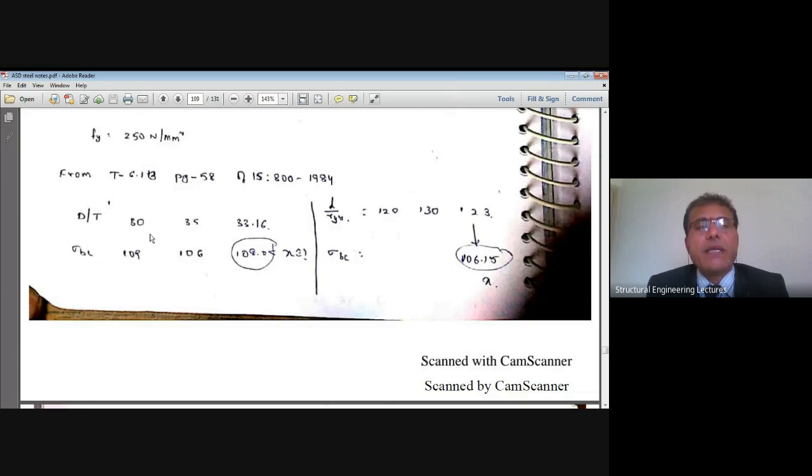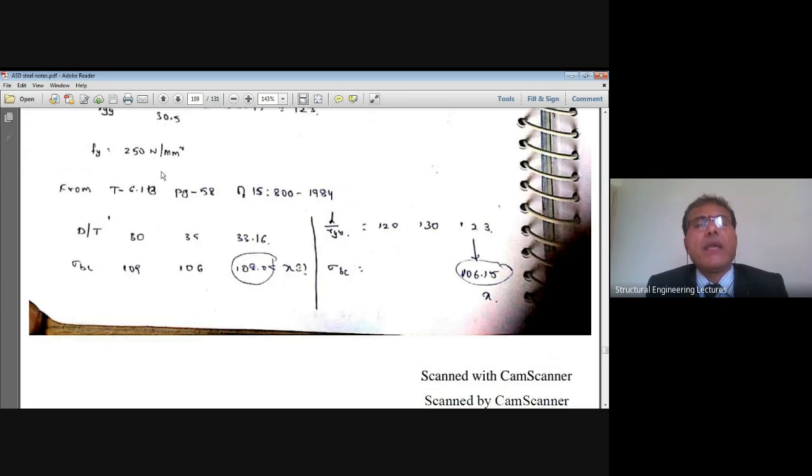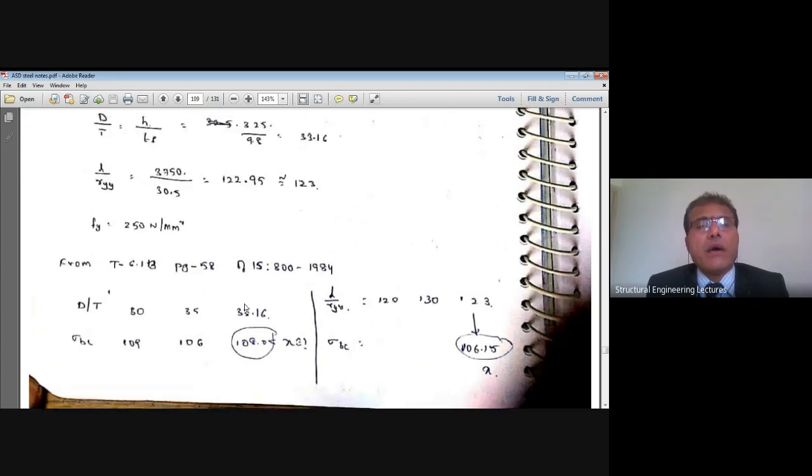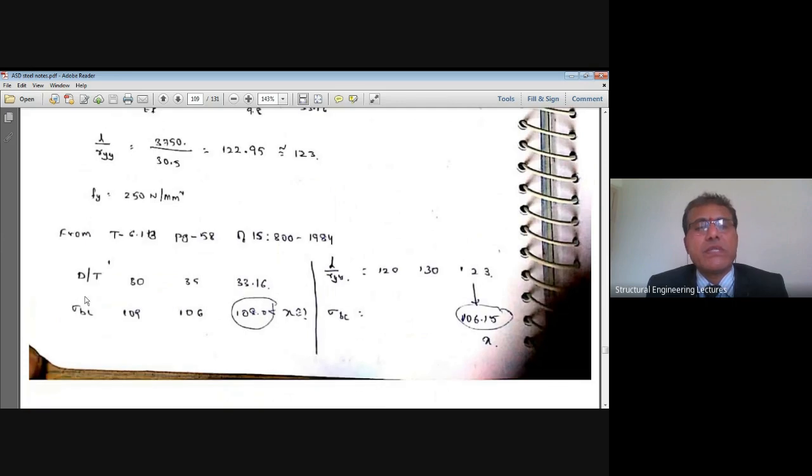Therefore, for D by T of 30, sigma BC is equal to 109. For D by T of 35, sigma BC is equal to 106. Therefore, for D by T I require 33.16. What is this equal to? I'll interpolate. Now it is around some 108 point odd value.